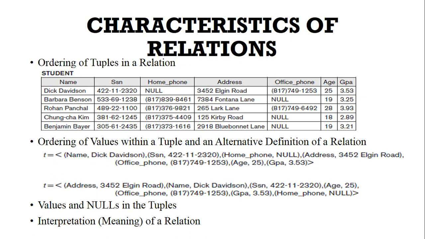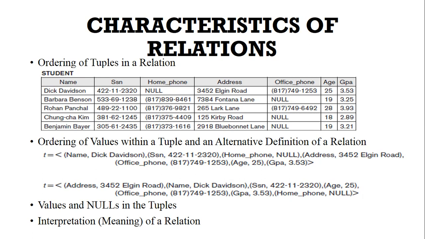T equals, with the name of the attribute. I will take the first row, and show how to order it. You can see here: name, comma, Dick Davidson, then SSN, comma, the serial number 422-11-2320, and the home phone will be mentioned as null because the value is not given by the user. Address will be specified, office_phone will be specified, age is specified, and GPA is specified, and it is closed with the bracket. So this is how we can specify the order of values within a tuple.